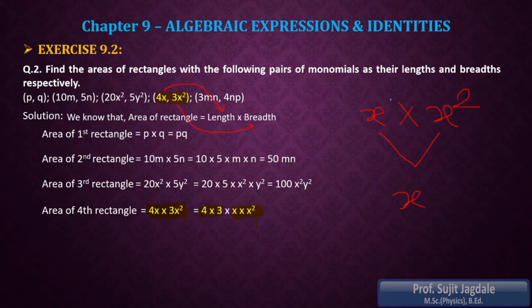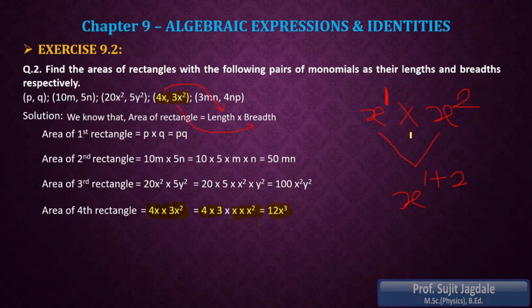Then see the powers of these variables. So x means x raised to the power 1 and x square means power is 2. So while performing the multiplication of such same variables, you have to take that variable as it is and you have to just add the powers. So what is the power of first variable? 1, and power of second x is 2. So what is the value of 1 plus 2? It will become 3. So 12x cube. So 4 3s are 12 and x into x square is going to be x raised to the power 3.